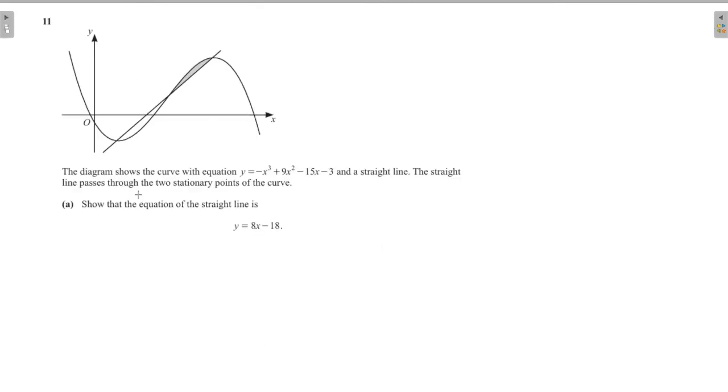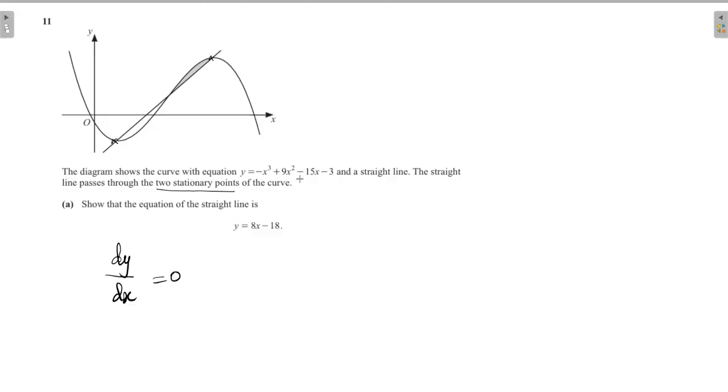Number 11. The diagram shows the curve with an equation and a straight line. The straight line passes through two stationary points of the curve. Show that the equation of the line is given. So let us find the two stationary points, which are turning points. Consider this is a turning point and this is a turning point. The gradient of the curve at a turning point is equal to 0. So dy by dx equals 0.